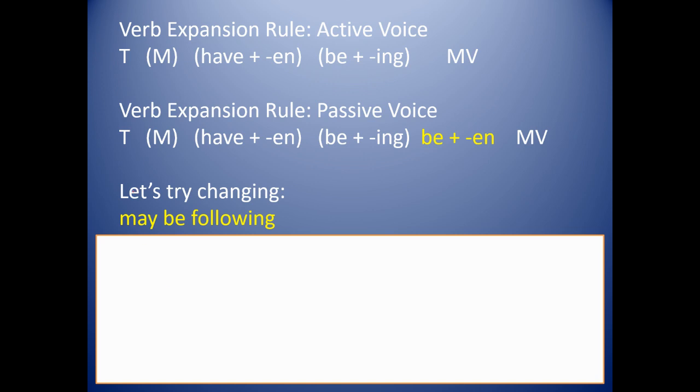All right, so the first thing I'm doing, I'm going to write it out as the active voice verb expansion rule. So this is the present because of the word may. It's always the tense of the very first word. Plus, and then I look for my next part, which is my modal. And my modal is may, so I write the word may.